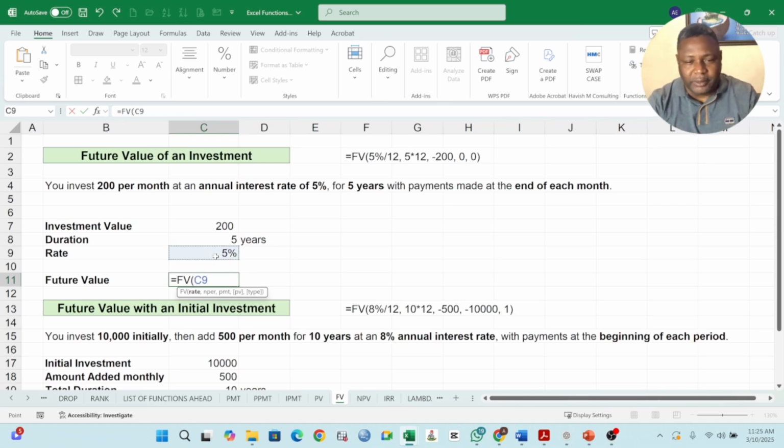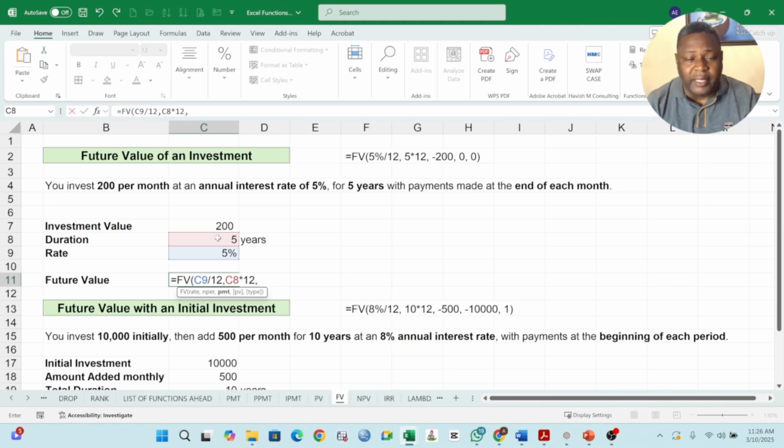So we pick our rate, and because we are saying it's a monthly investment, we are dividing by 12. There are 12 months in a year. So the rate is an annual rate of 5%, but you want to calculate the monthly rate first. Okay. So the number of periods is 5 years, and that means you want to know the number of years in months. So it's going to be 60 months, and that's why you are multiplying 5 years by 12.